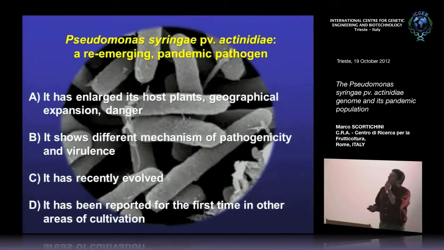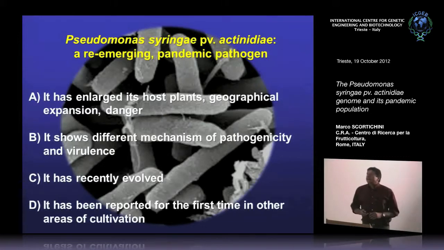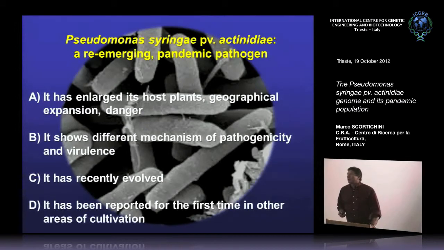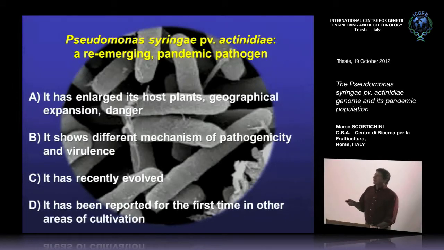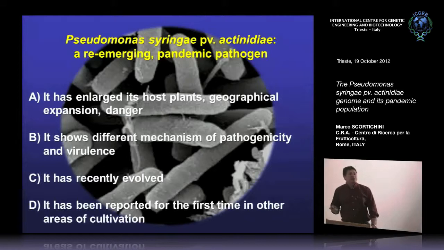Okay, let's talk about our Pseudomonas syringae pv. actinidiae. As we said, it is considered a re-emerging pandemic pathogen. What is the definition of a re-emerging pathogen? You can see here four main traits. It has enlarged its host plants, geographical expansion and danger. It shows different mechanisms of pathogenicity and virulence. It has recently evolved, and it has been reported for the first time in other areas of cultivation. Pseudomonas syringae pv. actinidiae fulfills all of these main rules.